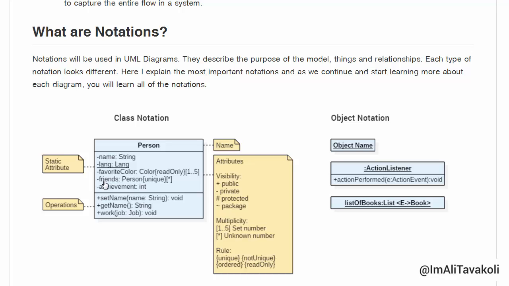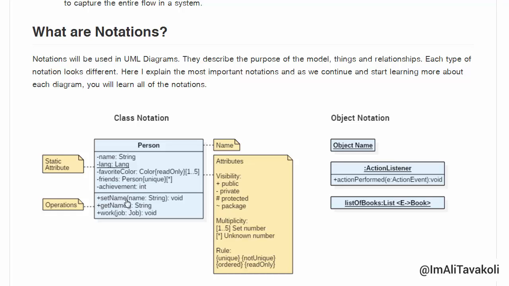Friends, for example, is a private attribute whose type is person. It must be unique, and our person class can have an unlimited number of friends. So that's it.